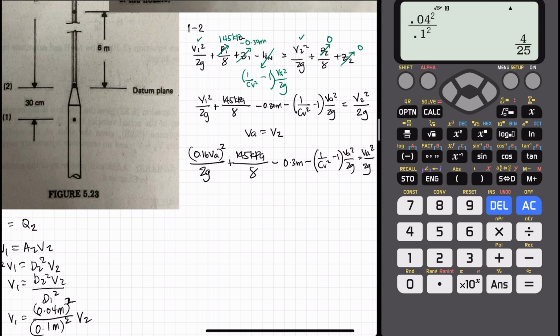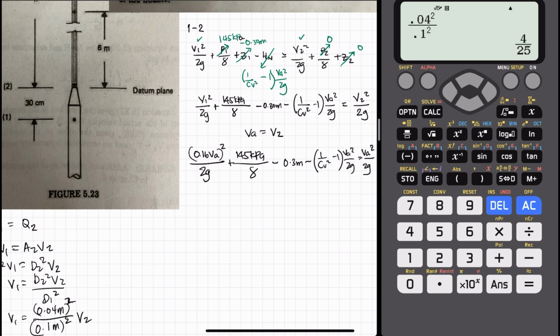Napansin nyo, dalawa na lang yung variables natin, VA tsaka CV. Kapag sinimplify natin lahat ng may VA, yung 0.16 VA squared over 2G tsaka yung VA sa right side ng equation, mas-simplify pa natin yan, pero later on na natin yan gawin. Dahil kailangan muna nating makuha yung value ng CV. Kailangan natin makompute yung value ng actual velocity para makompute natin yung CV o yung coefficient of velocity. So, paano natin gagawin yun?